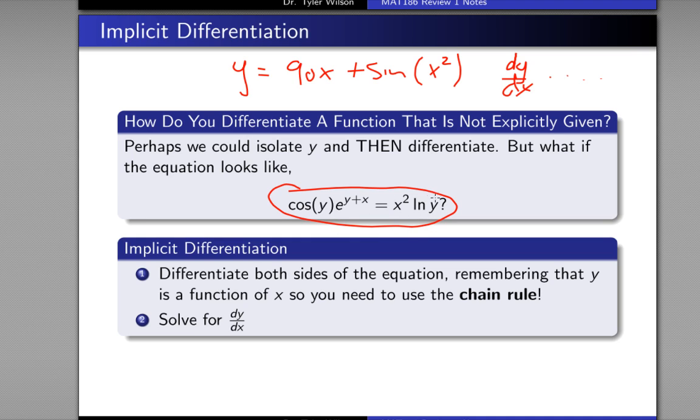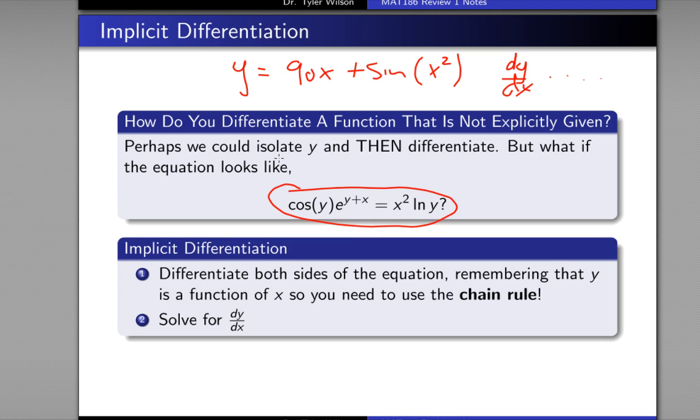There's two ways you could possibly do it. The first would be maybe you could isolate for y. Maybe you could actually turn it back into something that looks like this and go about your regular differentiation. That would be no problem. However, if you were given something else like this and you were asked to isolate y, that might be impossible. It probably actually is. So isolating for y and then differentiating is not going to help us in this situation. So we need to figure out a different way to do this. And the way to do this is called implicit differentiation.